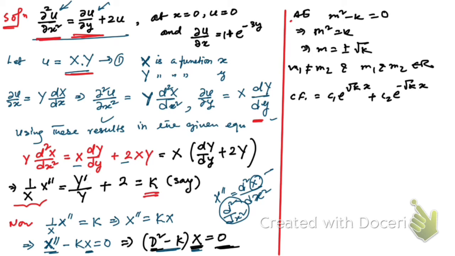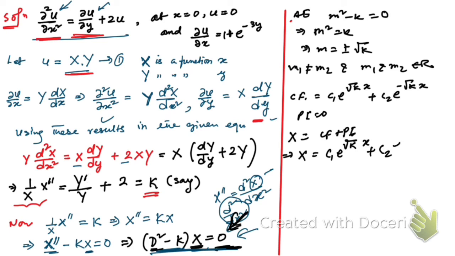Now here you see on the right hand side of this equation, there is no polynomial or any function of x, it is 0, so that's why PI is also 0 for this. And the solution of this equation is going to be x is equal to CF plus PI, PI is 0, so this is going to be the solution of this equation. Right, so we have got the solution for this equation.